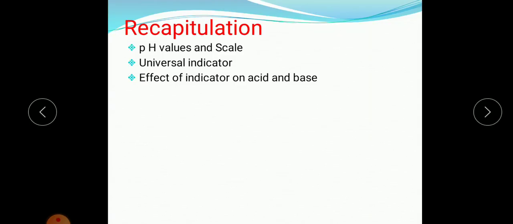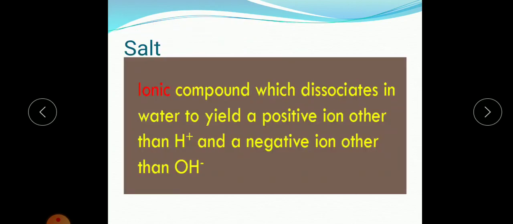In last class, if you remember, we have seen topics like what is pH values, then we have seen the pH scale, then we came to know about universal indicator, then we discussed the effect of indicator on acid and base. So these were our last class topics. Today we'll see about salts. We completed acids and bases. Now we'll see about salts.